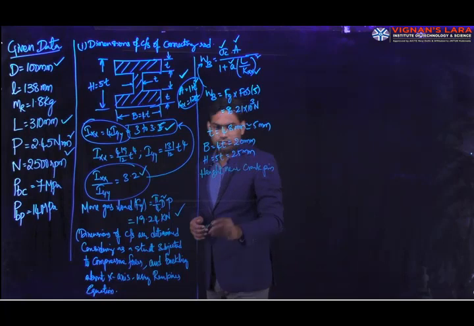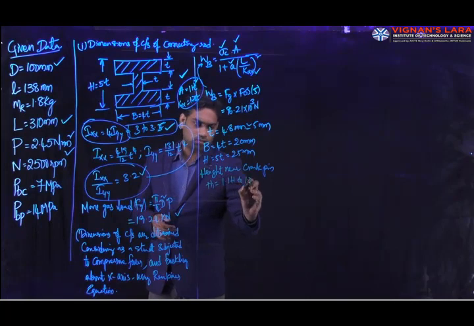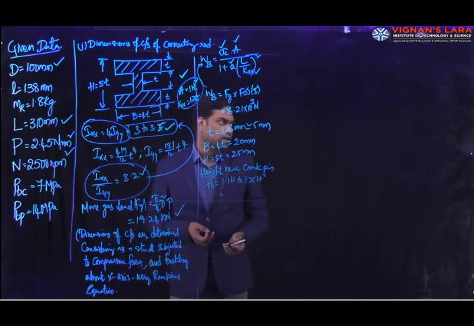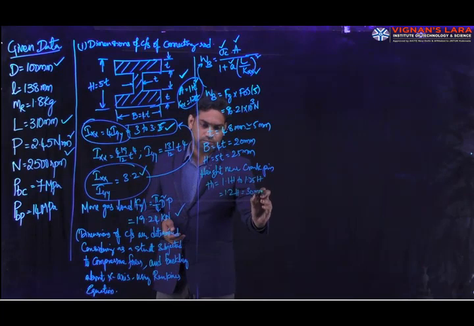The height near the crank pin I can denote with h1, and it may be taken in the range from 1.1 h to 1.25 h. So I can take 1.2 h, which is given as 30 mm.